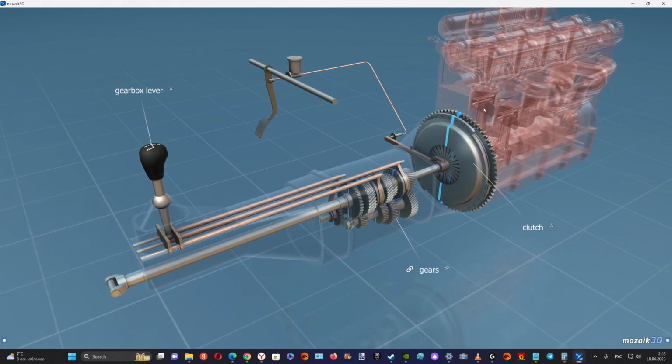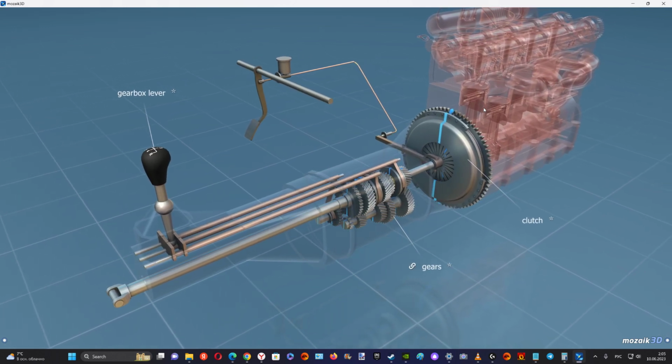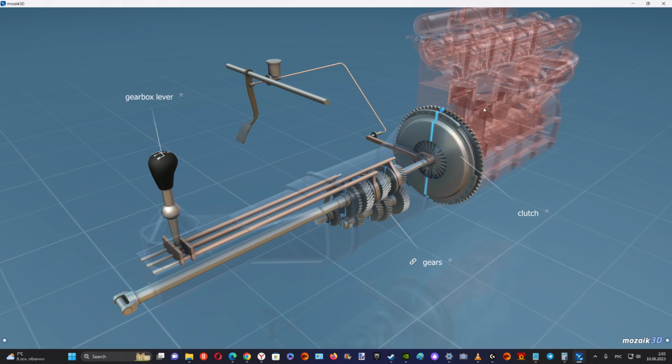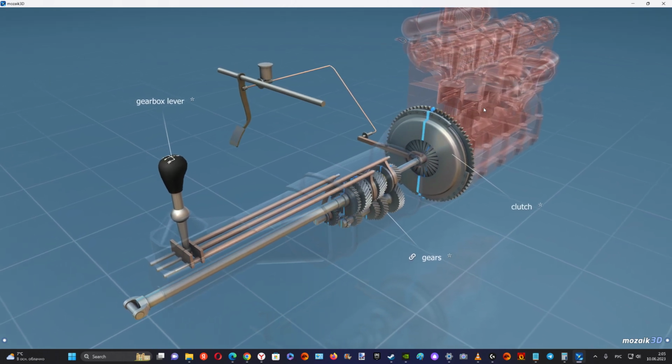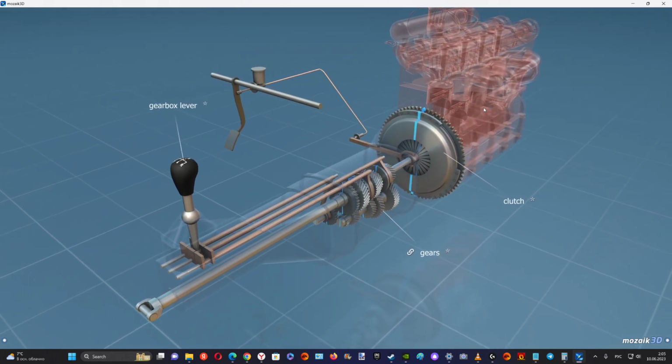which can be disengaged if needed. This is the job of the clutch. The optimal RPM is adjusted by setting the appropriate ratio of the gears.